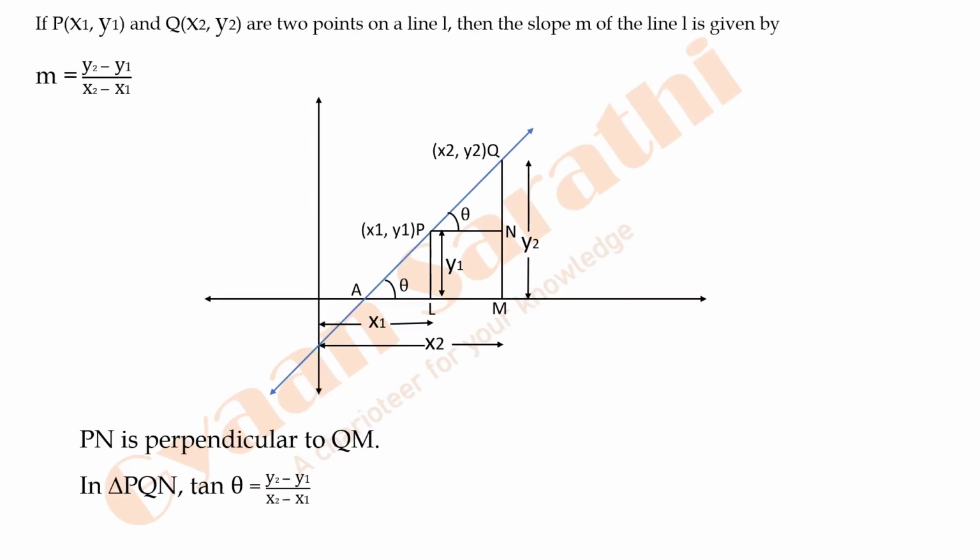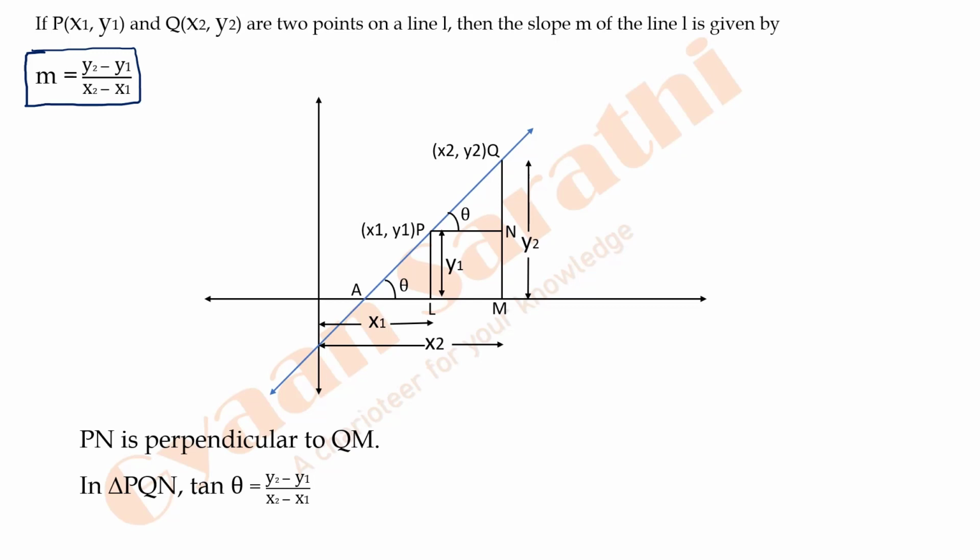Moving ahead, now here we see how to find the slope of a line when 2 points are given on the line. So this is the line AQ, and we have taken 2 points on this line, that is P and Q. P is x1 y1 and Q is x2 y2. Okay, so the slope of the line is given by y2 minus y1 by x2 minus x1.